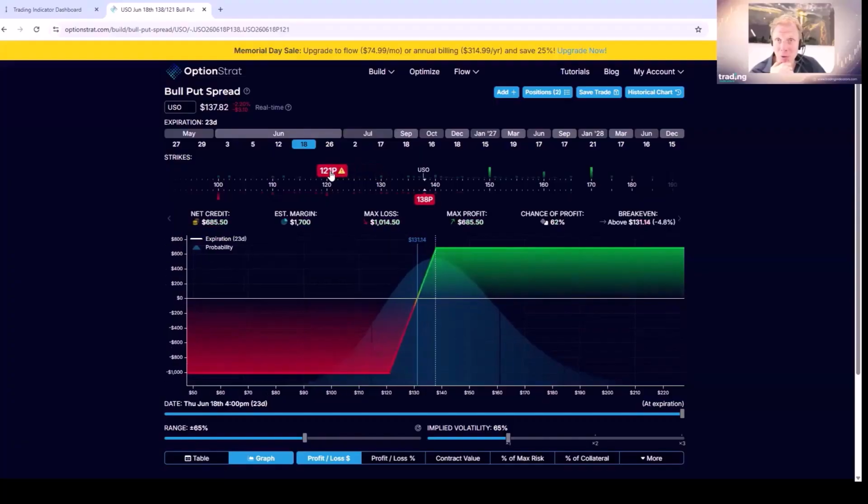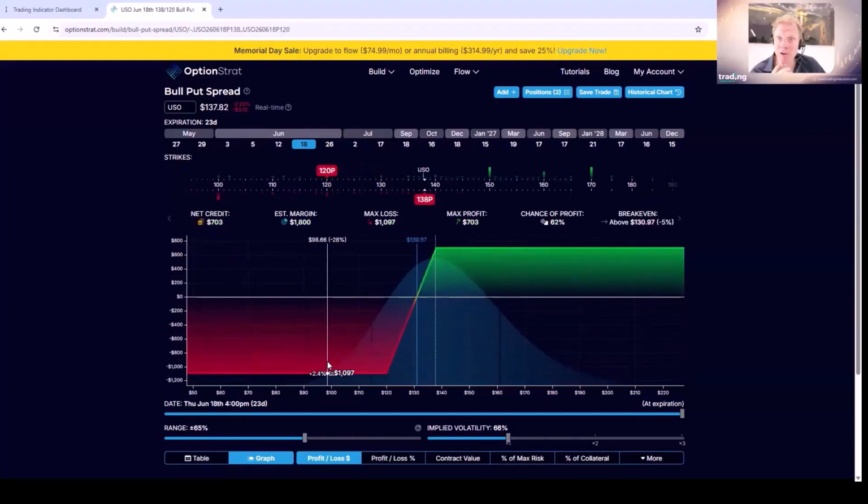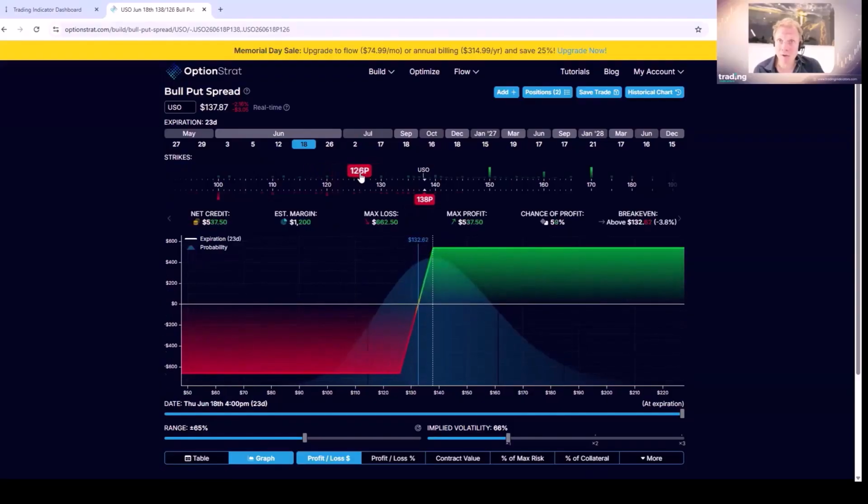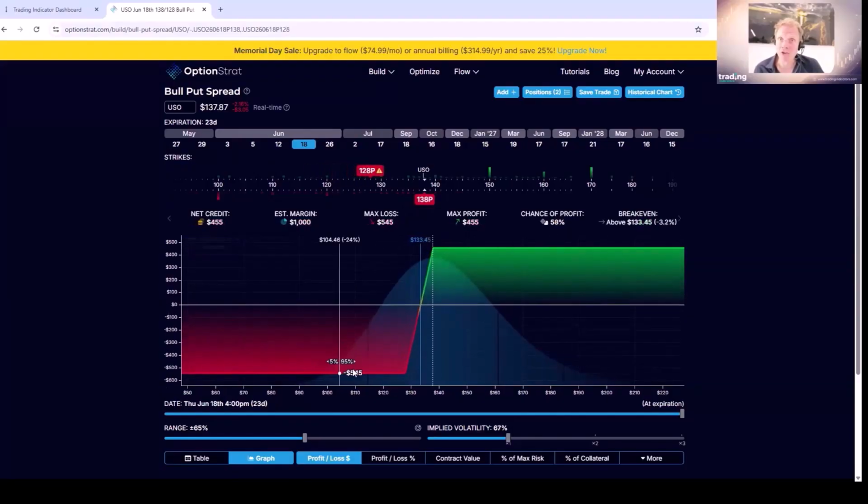You can put it to a point where, hey, maybe I'm comfortable with risking $1,000. I probably would not do it. But in return, I would gain $700 if prices stay above one, in this case, 138, my strike price here. So that's my max credit to be gained. You can play around with this to find the strike prices that match your risk profile. And this tool here, Options Trade, is a great tool to simulate this.